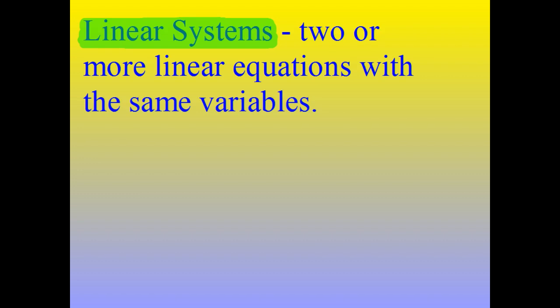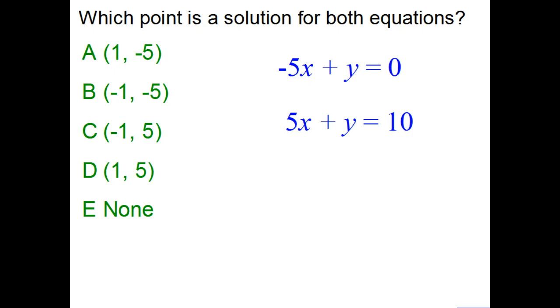So first, let's just start off and talk about a couple different ways that we might graph, or even how we might find a solution to a linear system. So the first thing we want to do is understand what this idea of a solution is. So what I want you to do here is try A, B, C, and D of these points, okay? And I want you to plug them into each of these equations, all right?